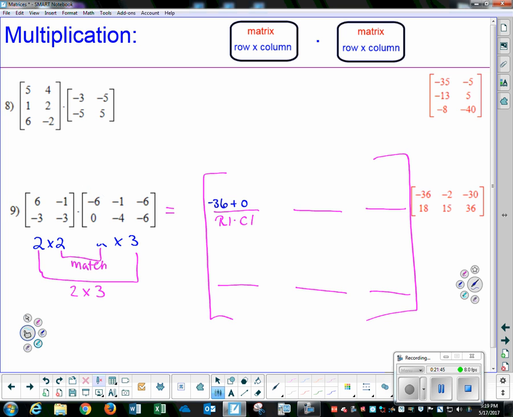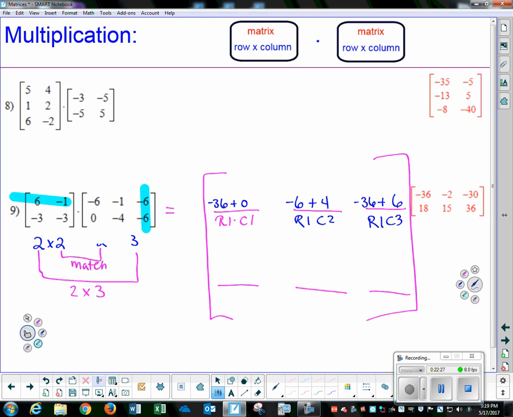Now we're moving over. We're taking row 1, column 2. Okay, there's my column 2. 6 times -1 would be -6. -1 times -4 makes +4. And honestly, you guys, you could add that together as you're saying it, and feel free to if you get the hang of this now. All right, next up, row 1, column 3. 6 times -6 gives you -36. Added with -1 times -6 gives me +6.